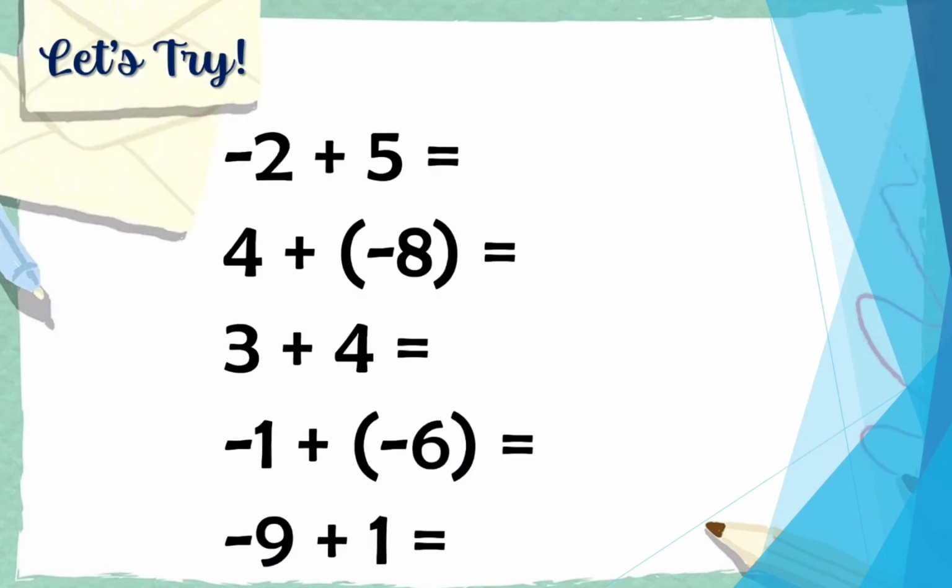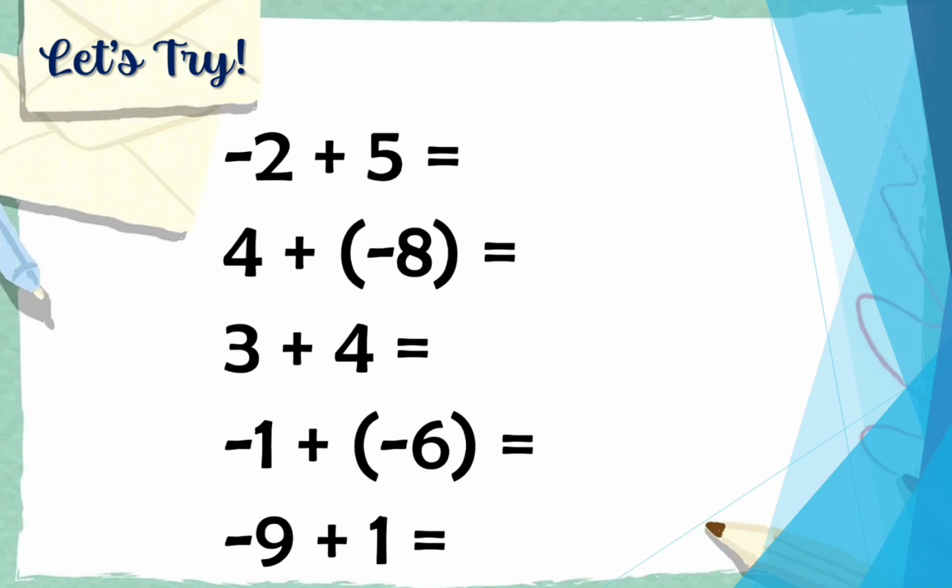Now, let us try to answer the following. Negative 2 plus 5 equals blank. So, let us remember the rules again. Pag same sign, you need to add the numbers and then copy the common sign. Kapag naman different signs, yung isa positive, yung isa negative, you need to subtract the numbers and then follow the sign of the bigger number.